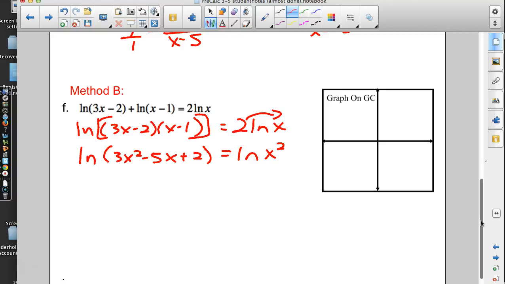Did you get the square? This one? Oh. This 2 is out in front. Put back up as a power. Now, does everybody see that the natural logs don't matter anymore? The only way this is going to be true is if 3x squared minus 5x plus 2 equals x squared. That's the only way this is going to work. They both had the natural log of it. That's not the issue. The issue is, what are we doing with the x's that's going to make this true? Because the natural logs are already there.